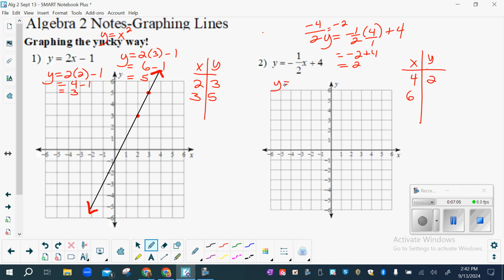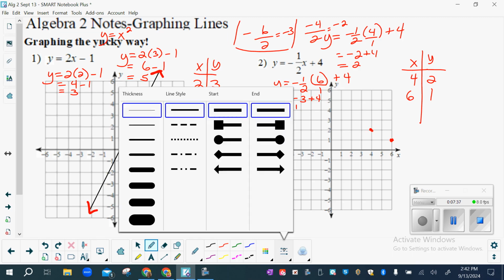So y equals -1/2, substituting the 6 for the x. And then multiplying across, we get -6 over 2, which equals -3. So this equals -3 plus 4, which is 1. So 6, 1, and 4, 2, and then we will connect those.